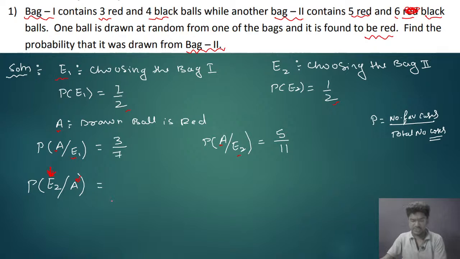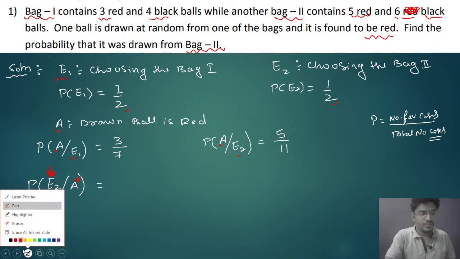Have you understood this? Please tell me. The probability of bag 2, given that it is already red, is what we have to calculate now. Please tell me, have you understood the problem? If you have understood this, I can continue.